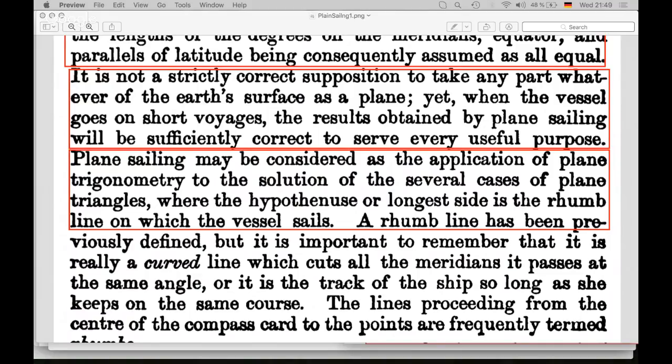Okay, I've just shut it down so that we don't get interrupted. So it goes on here to say that it is not a strictly correct supposition to take any part whatever of the Earth's surface as a plane. Yet when the vessel goes on short voyages, the results obtained by plain sailing will be sufficiently correct to serve every useful purpose. So basically, plain sailing may be considered as the application of plane trigonometry to the solution of plane triangles where the hypotenuse or longest side is the rhumb line on which the vessel sails.